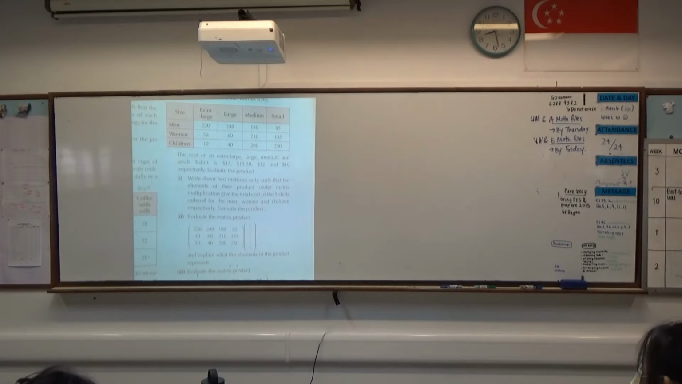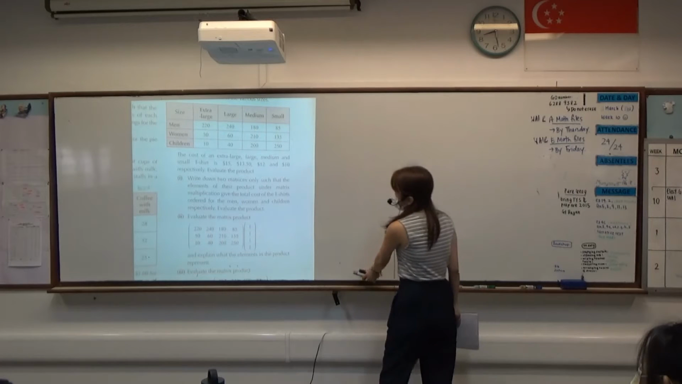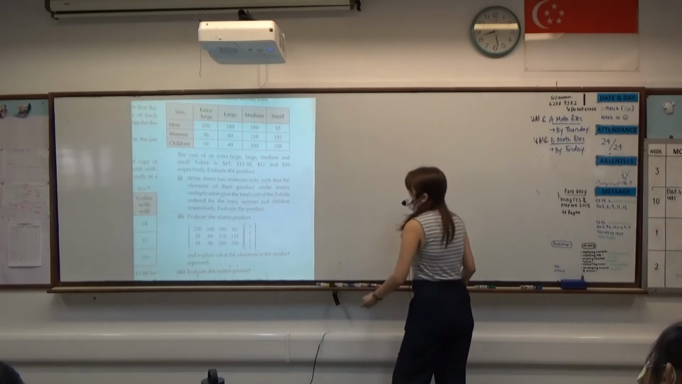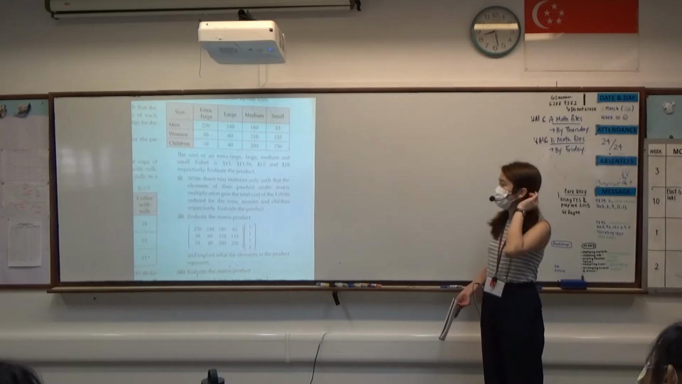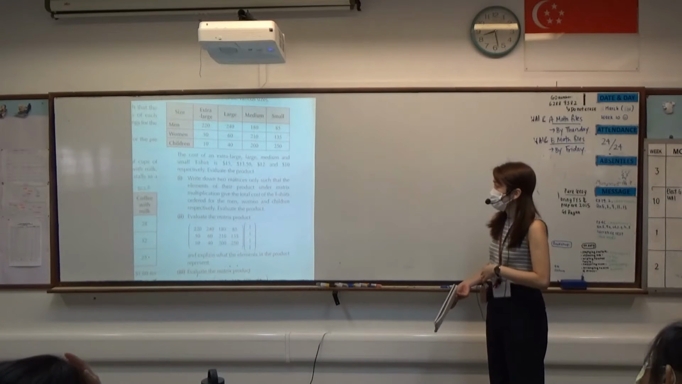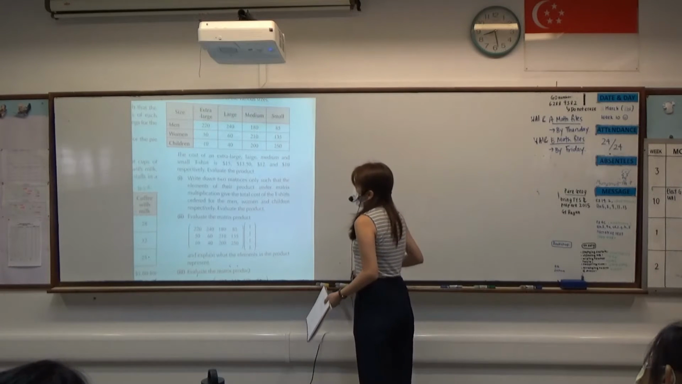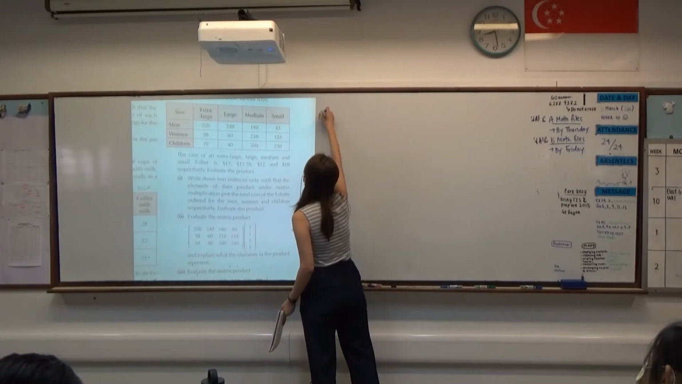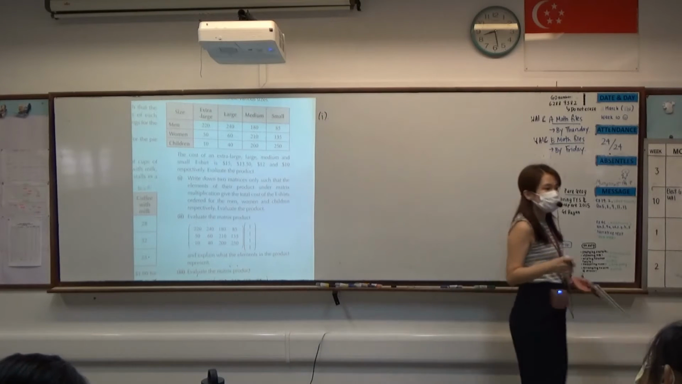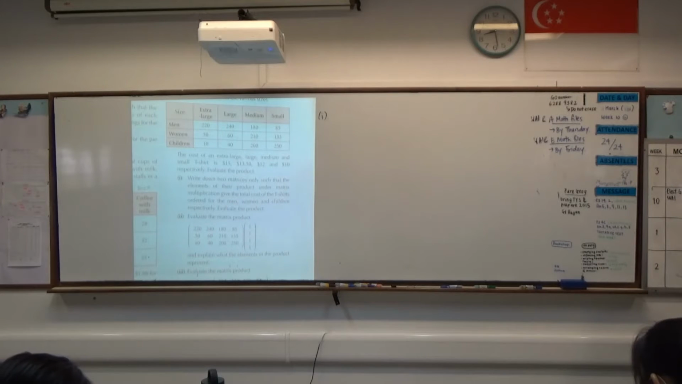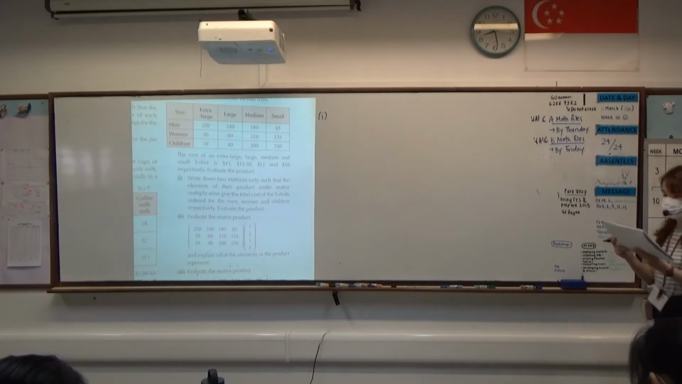We want to write down two matrices such that the elements of their product under matrix multiplication give you the total cost of the t-shirts ordered for the men, women, and children respectively. Since we want total cost, what do you think will the two matrices be? Maybe, Katja, what do you think? What are your matrices?